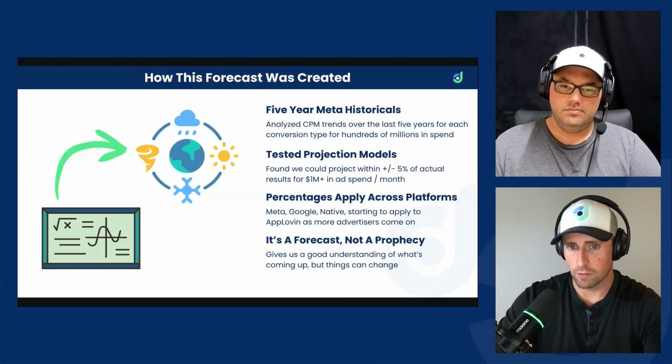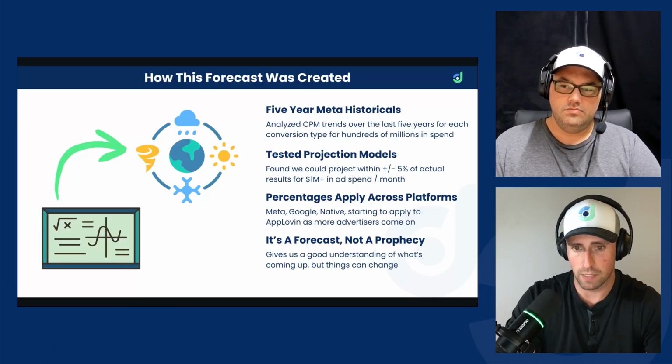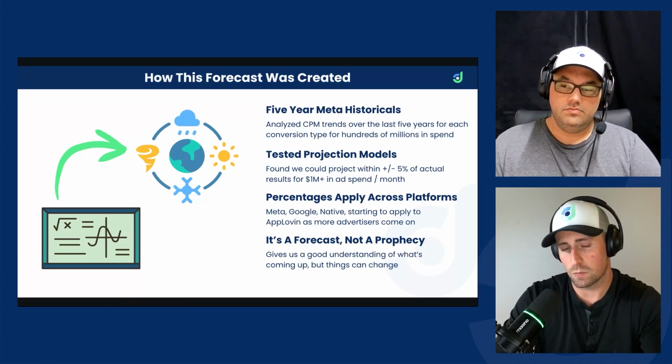I want to explain how I created this forecast. My job is to create a projection of the P&L for our clients. To do that, I went and analyzed the 5-year Meta historicals, CPM trends of the last 5 years for each of the 4 major conversion types for hundreds of millions of dollars in spend. And I created a projection model, and then I tested it. And I found that we could project within about 5% of actual results for clients spending $1 million or more in a month in ad spend.